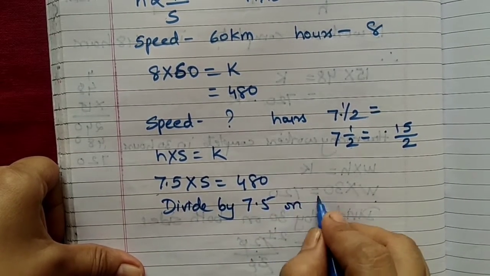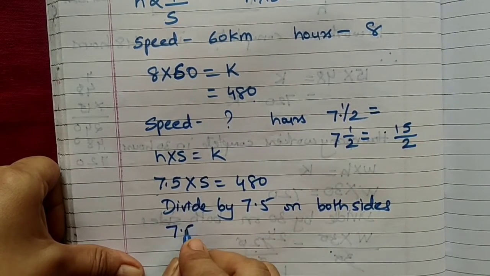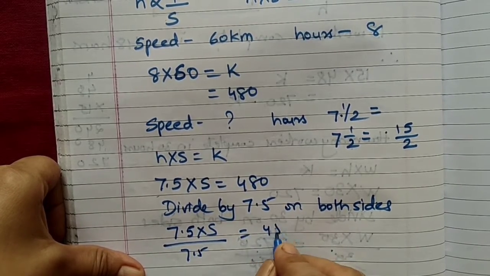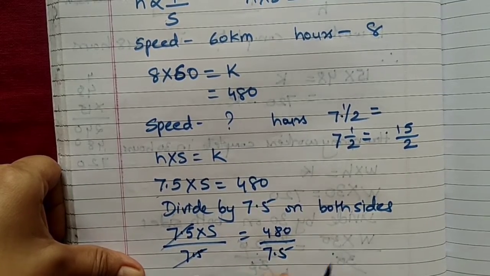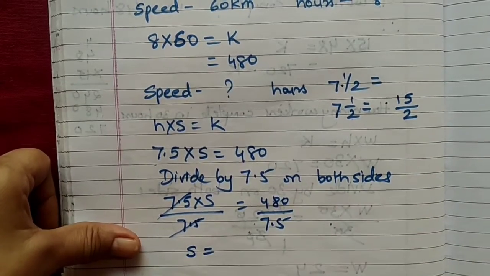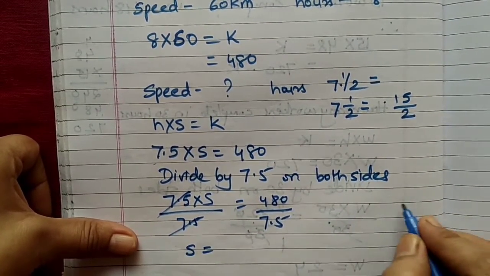7.5 on both sides. So 7.5 into s upon 7.5 is equal to 480 upon 7.5. This cancels, so s. Now how are we going to divide by 7.5? So direct division you will do without considering the point.